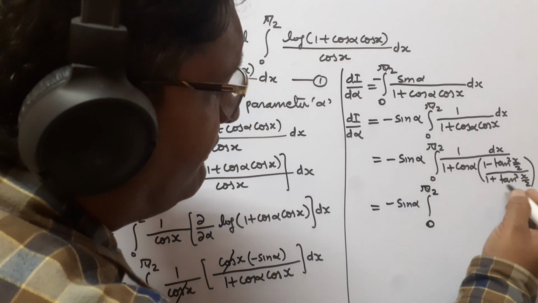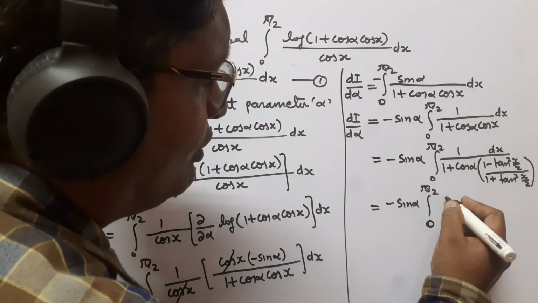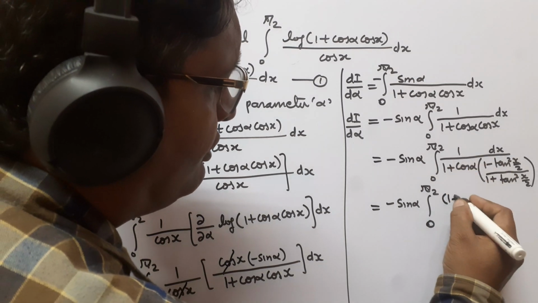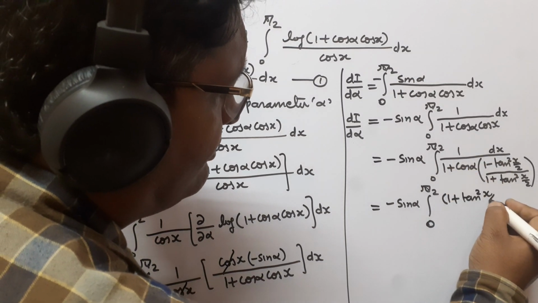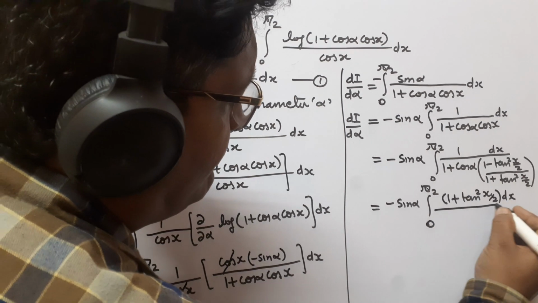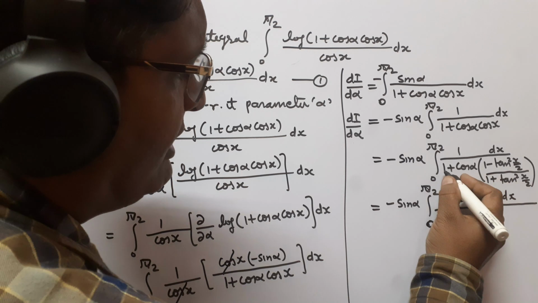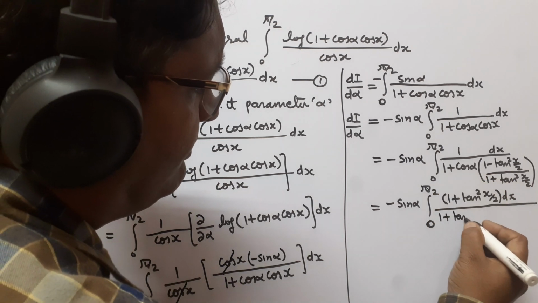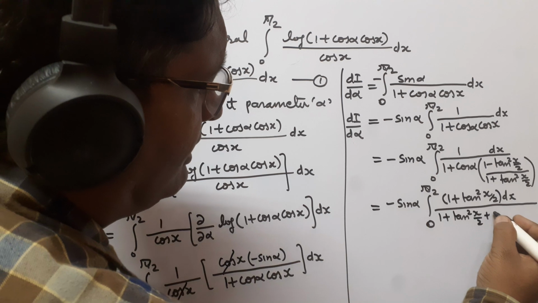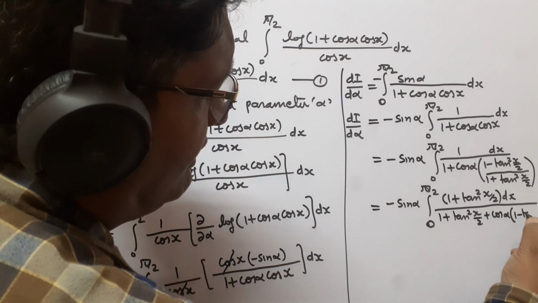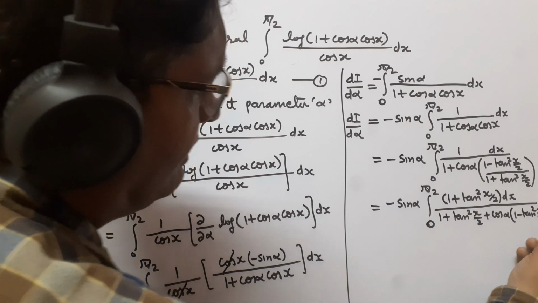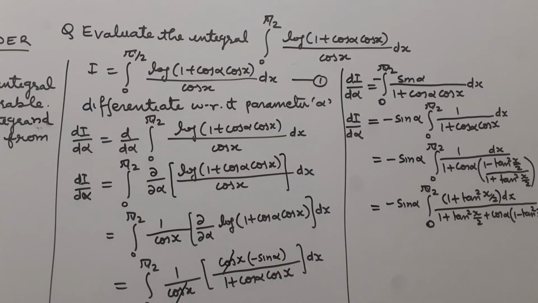We can see here this 1 plus tan square x by 2 goes into the numerator. So 1 plus tan square x by 2, dx, divided by 1 plus tan square x by 2 multiplied by 1, this is 1 plus tan square x by 2, plus cos alpha multiplied by 1 minus tan square x by 2. When we take the LCM here, 1 plus tan square x by 2 goes into the numerator and 1 plus tan square x by 2 is multiplied by 1.